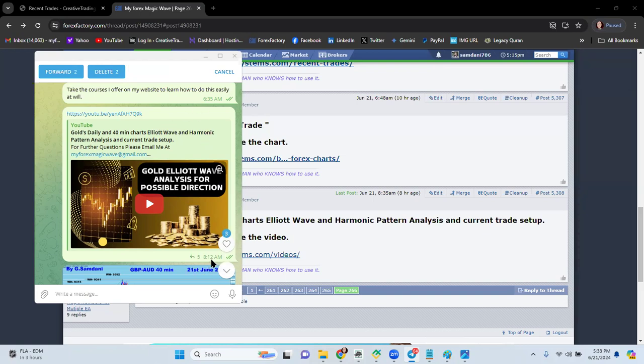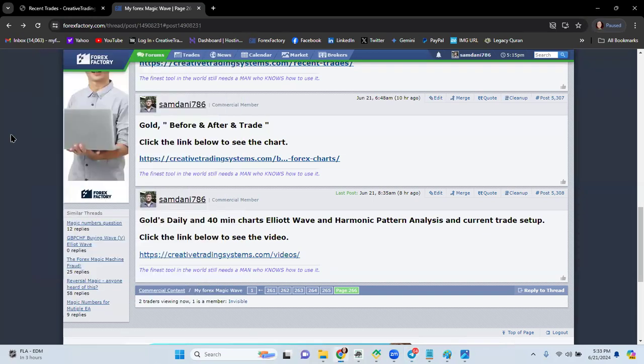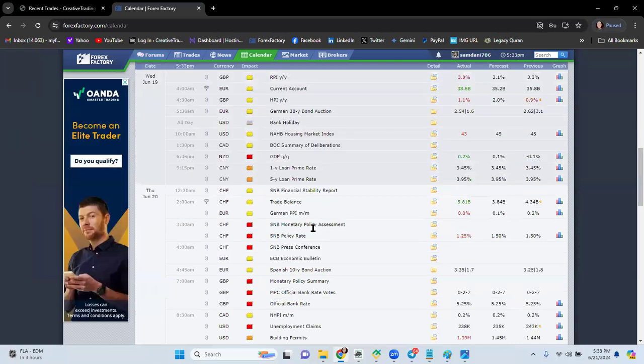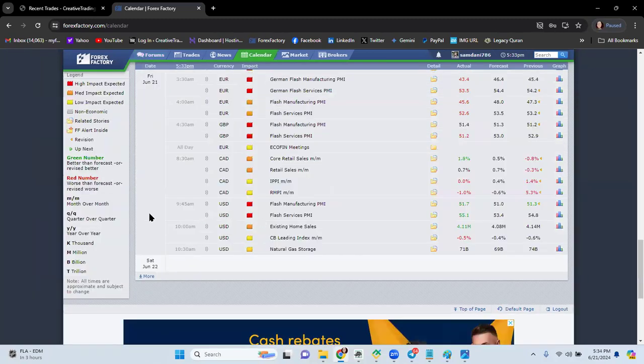I think I posted it at 8:12. The reason I made that video is because there was news, and if you look at this Forex Factory calendar, there was this news scheduled for 8:45, and I was expecting that it would move the market a little bit. On top of that, we had a very nice setup on the gold chart as well.